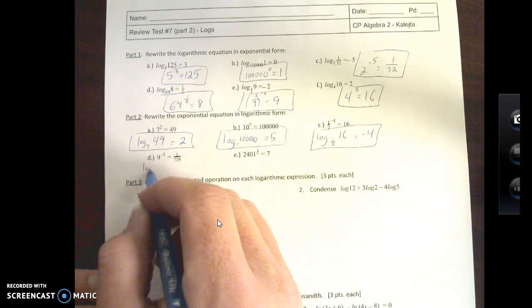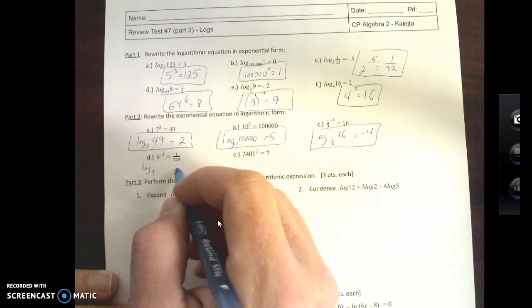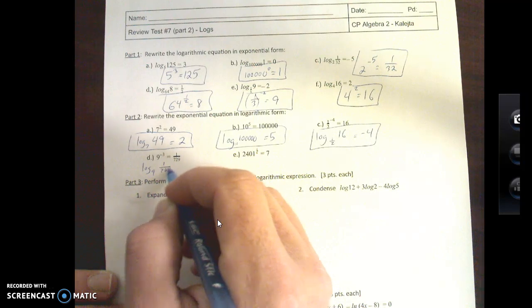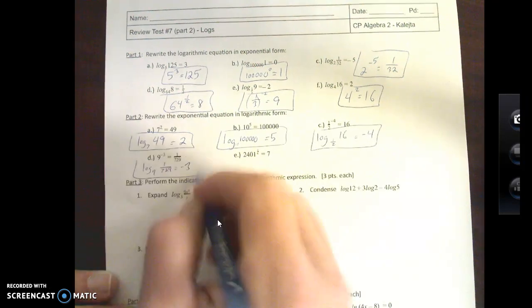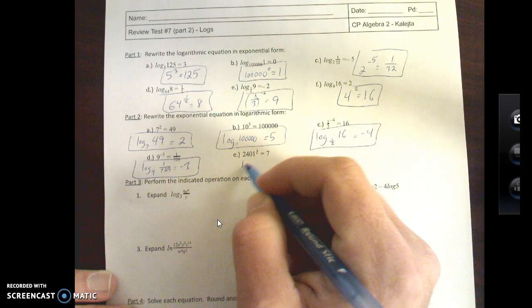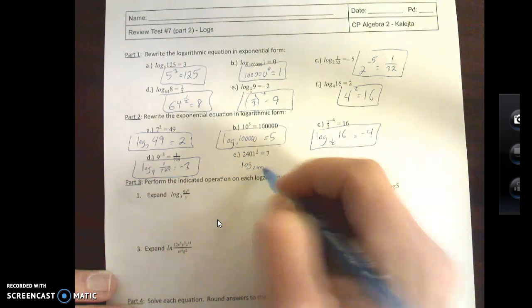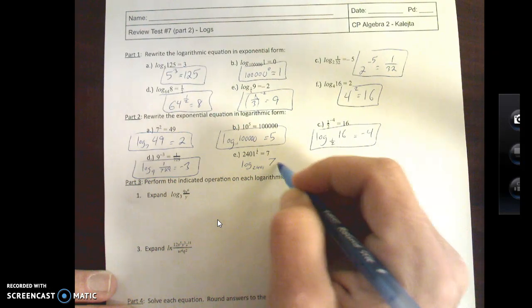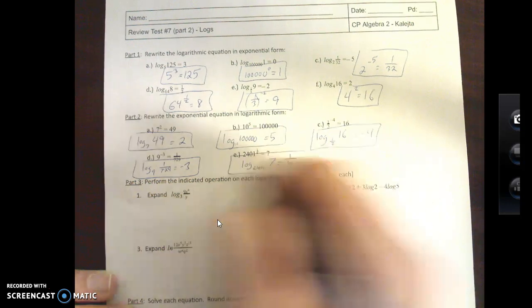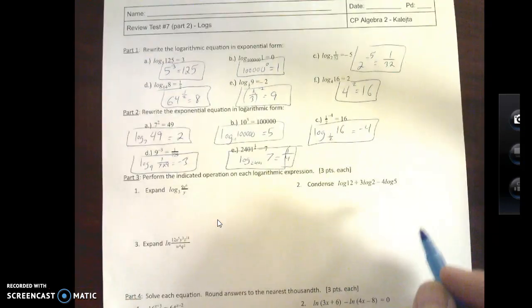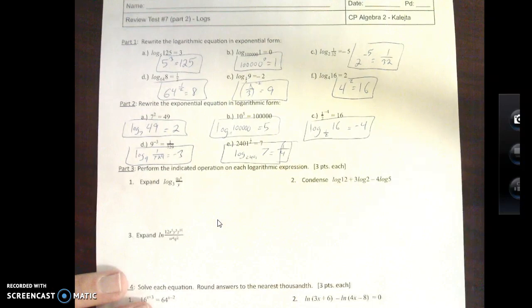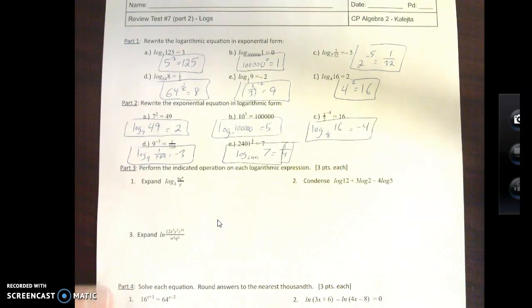Okay, log base 9 of 1 over 729 equals negative 3. And finally, log base 2401 of 7 equals 1/4. Oops, I'm sorry, my bad. Okay, easy stuff. That's like the gimmies right now.